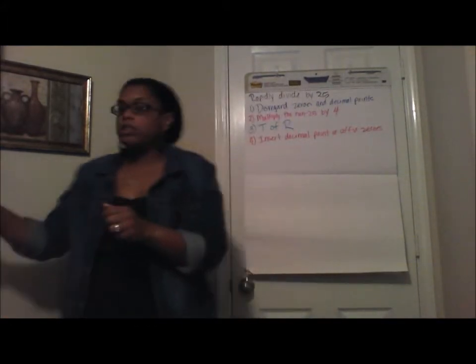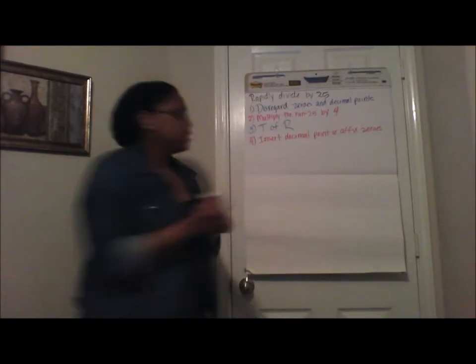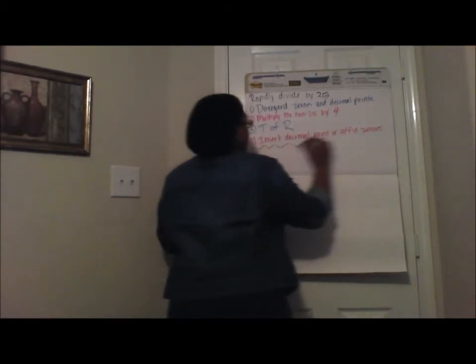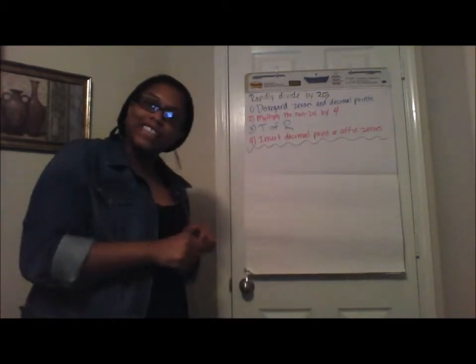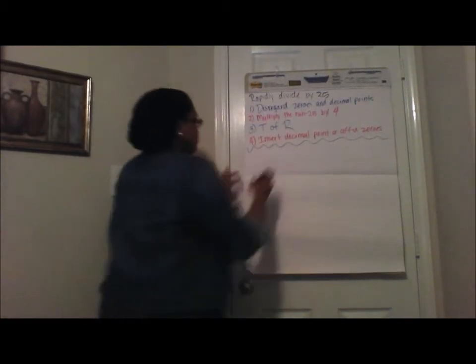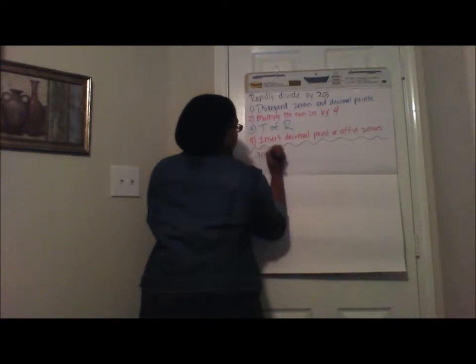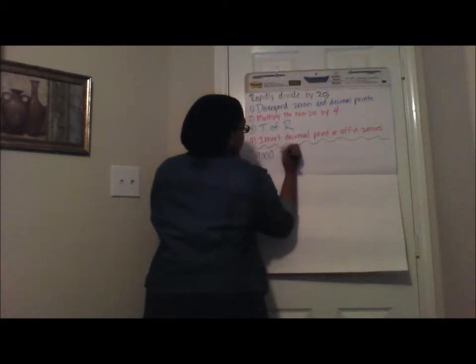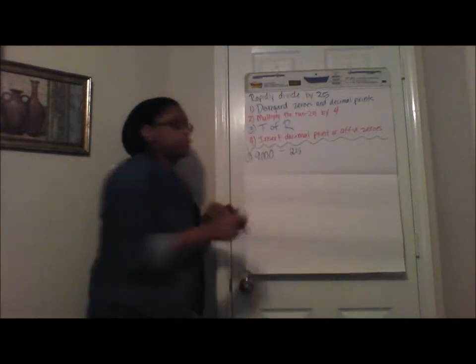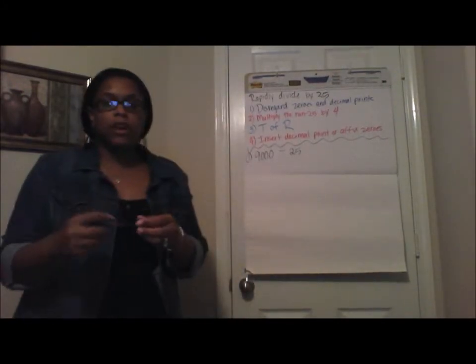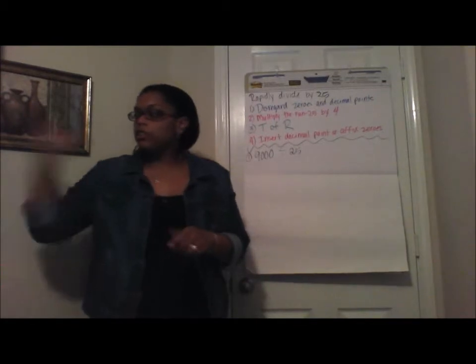The first problem we're going to do is an elementary exercise problem. To start off, I'm going to give you 9,000 divided by 25. So that's going to be our first practice problem, and we're going to follow the steps.